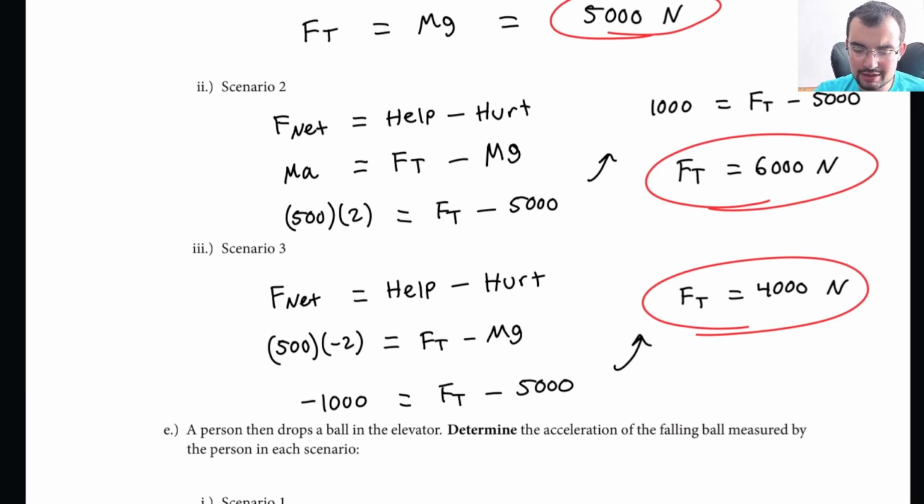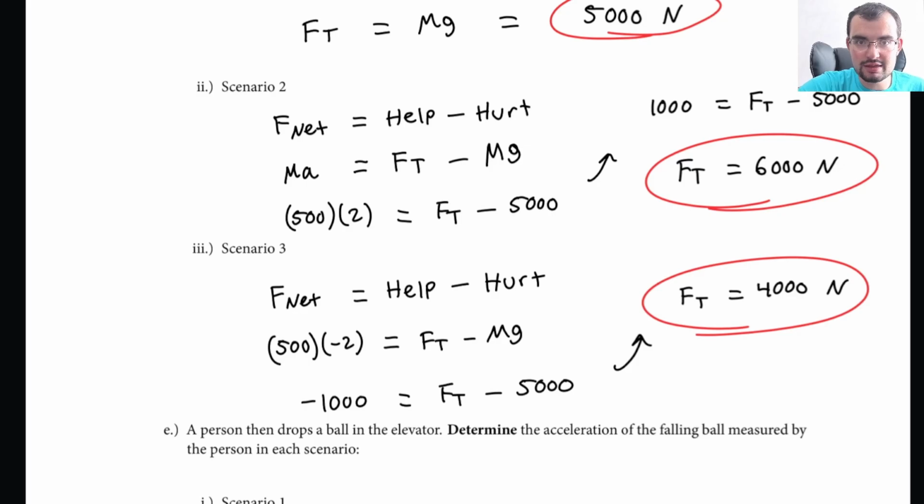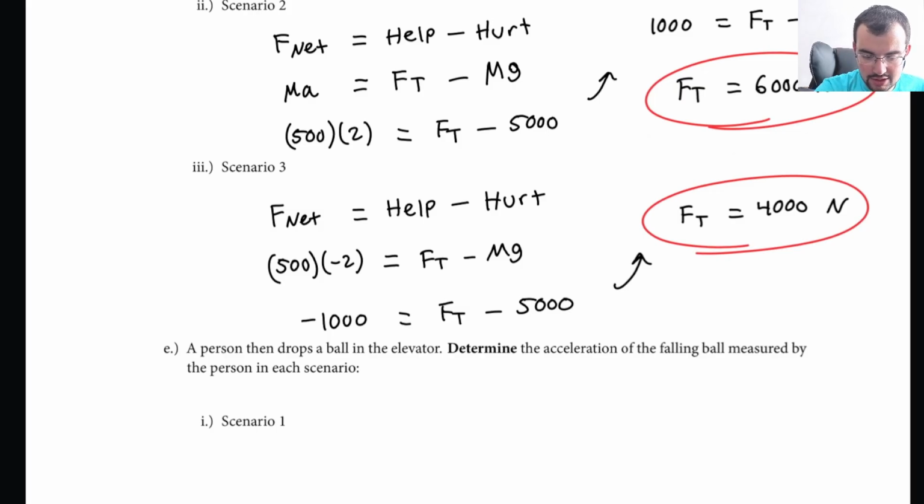So this is kind of tricky, these elevator type problems. I always like the help minus hurt situation where forces that are going with the velocity are positive, forces that are fighting or going against the velocity are negative. And in this case, the acceleration was negative because the acceleration is going opposite the velocity.